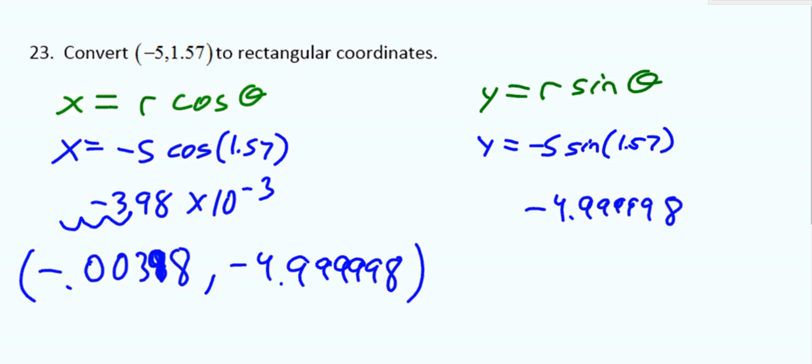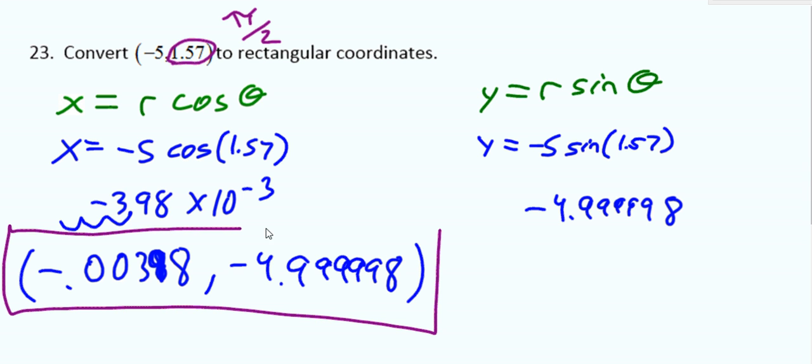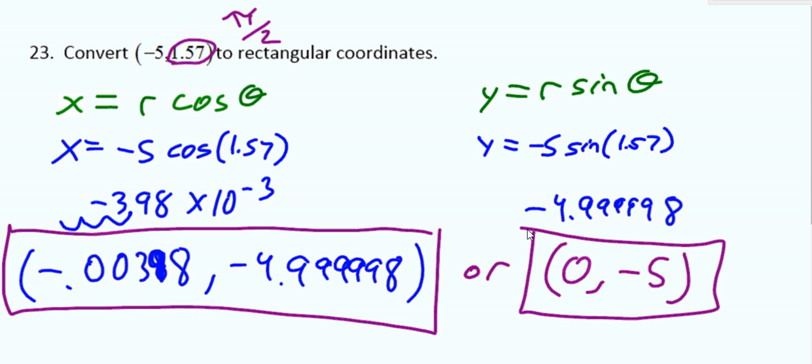The reason that it's practically 0 for the x coordinate is because this is practically pi over 2, which means we're at the top of the unit circle where the x value will be 0. So that's why it's so close to 0, because that's pretty much pi over 2. It's just pi over 2 rounded. And then a length of negative 5, that makes sense. So that's okay. Or if you just said 0 comma negative 5, that's really just off by rounding, and that's good as well.